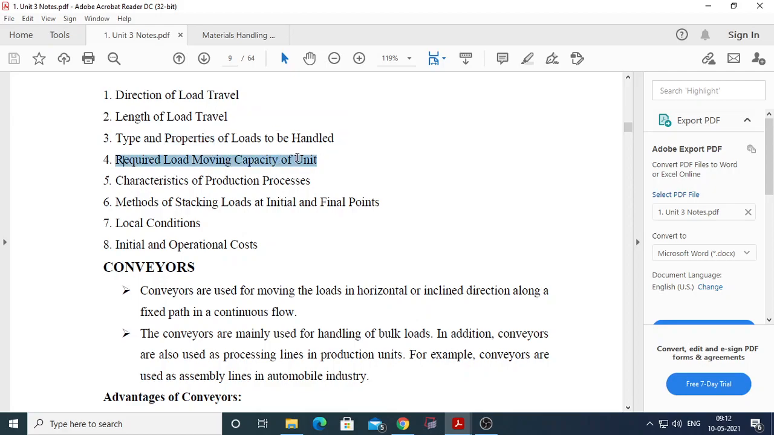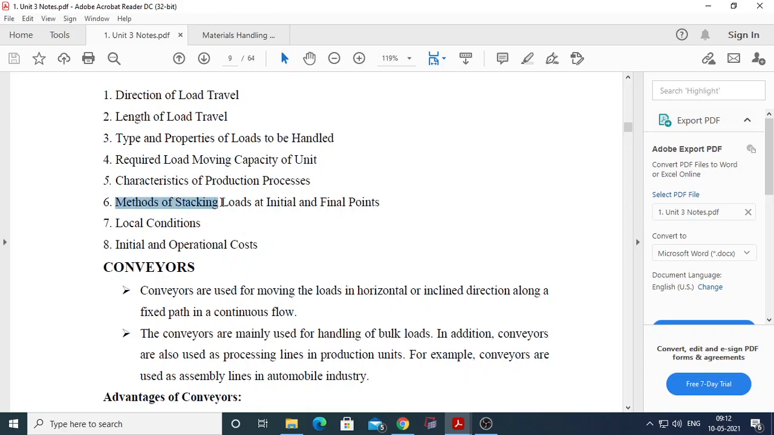Required load moving capacity of the unit, you have to check the capacity of the unit. If there is a large capacity or low capacity, then you have to choose the material handling equipment as per that capacity. Then characteristics of the production process, I have given examples of the assembly line, paint shop, forging and welding shop. As per your requirement, you have to choose the material handling equipment. You have to check the characteristics of that material.